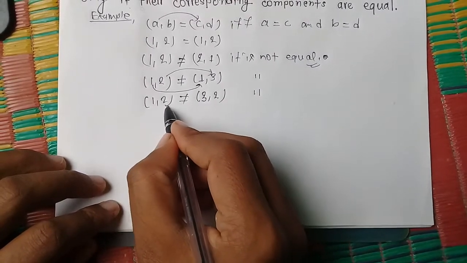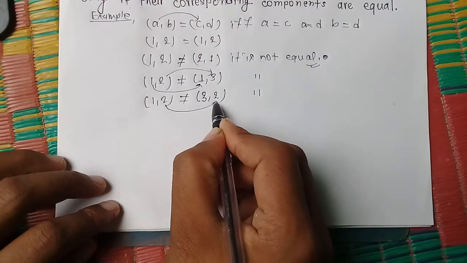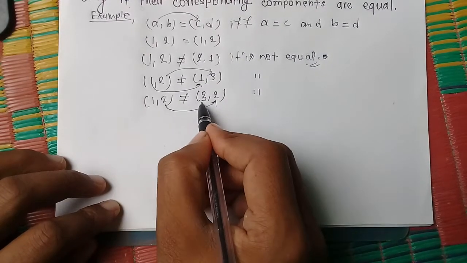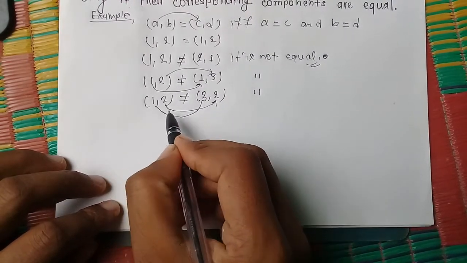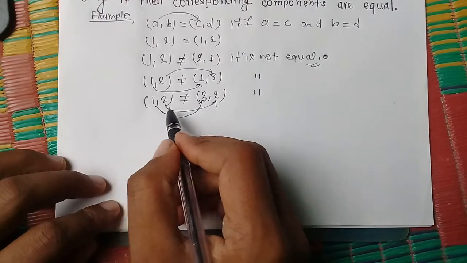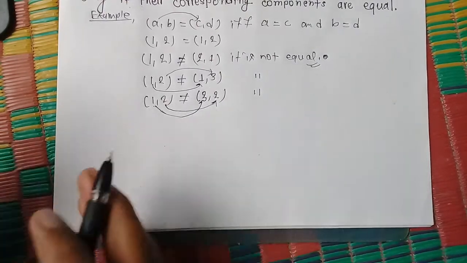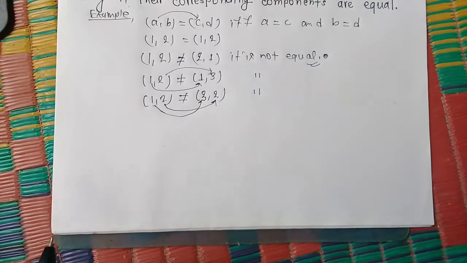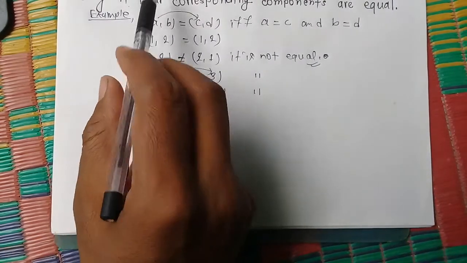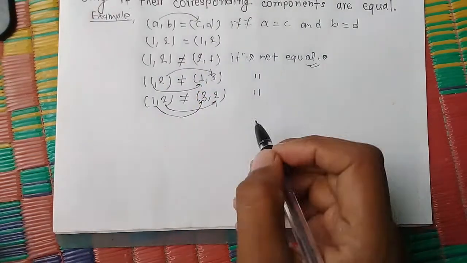Here the consequence is equal but the antecedent is not equal. It means the x component and y component should both be equal at the same time; only then will it be an equal ordered pair.